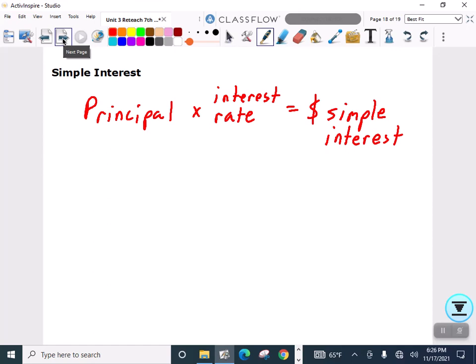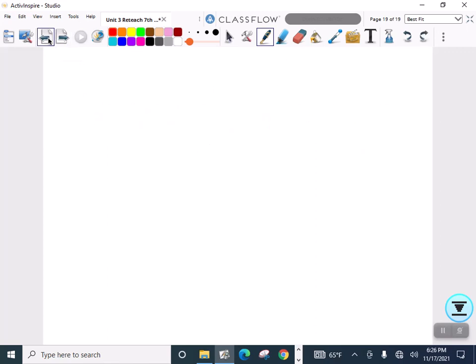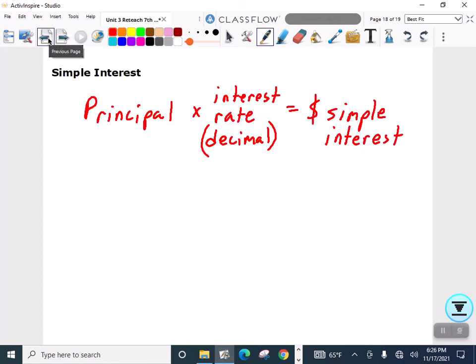Simple interest, again, just a simple multiplication problem, but you do have to make sure that the rate is expressed as a decimal. So, principal times the interest rate in decimal form equals the dollar value of simple interest. All right, now if you're looking for the value of an investment, then you have to take the simple interest and add in the principal. And that'll give you the value of the investment.